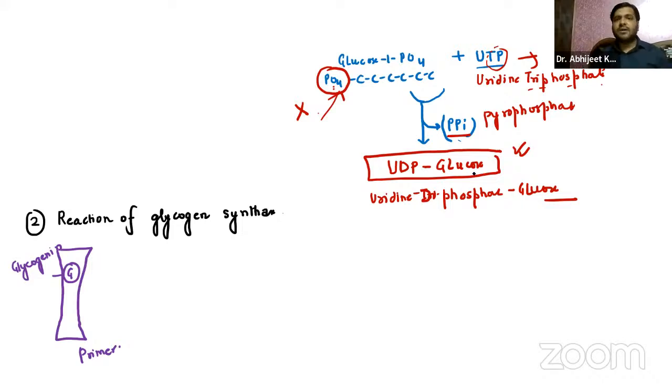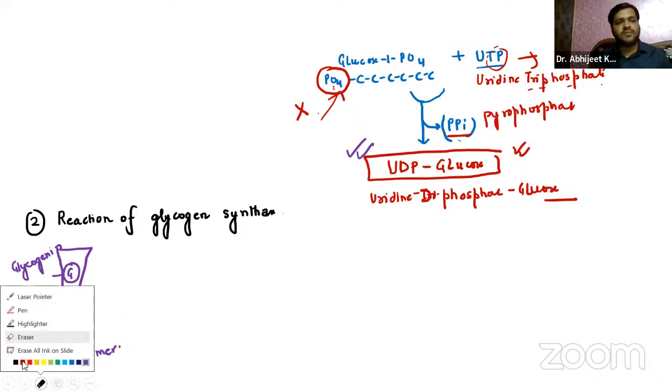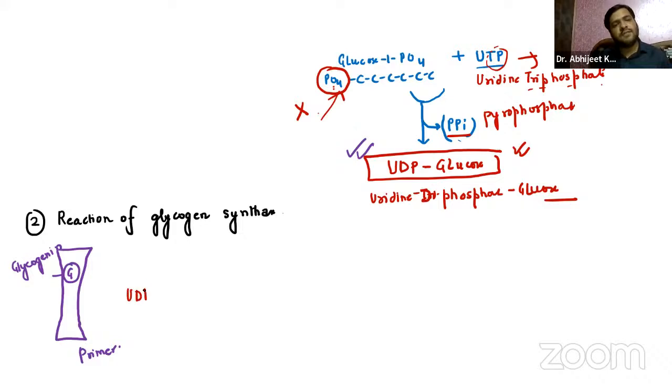Now what will happen? We have stopped our reaction over here at UDP glucose. Now this UDP glucose will be reacting with this glycogenin, right? So let us write this UDP glucose over here, where we left. We have so many UDP glucose which are formed. There are n numbers of multiple UDP glucose formed inside the cell, right? So we have UDP glucose. Now what will happen?